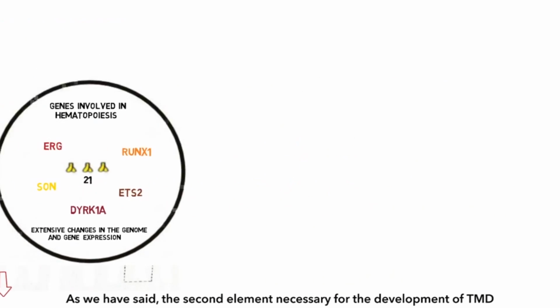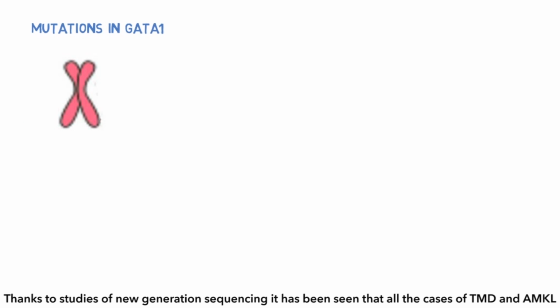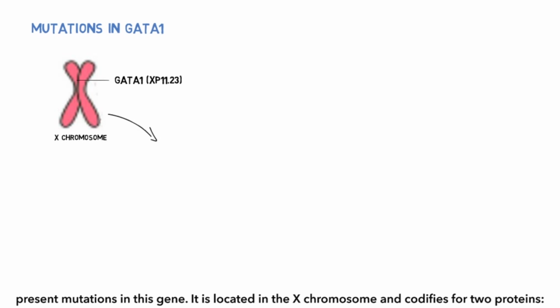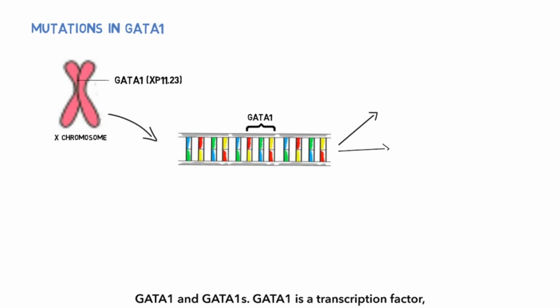As we have said, the second element necessary for the development of TMD is the presence of mutations in the GATA1 gene. Thanks to studies of new generation sequencing, it has been seen that all the cases of TMD and AMKL present mutations in this gene. It is located in the X chromosome and codes for two proteins, GATA1 and GATA1S.